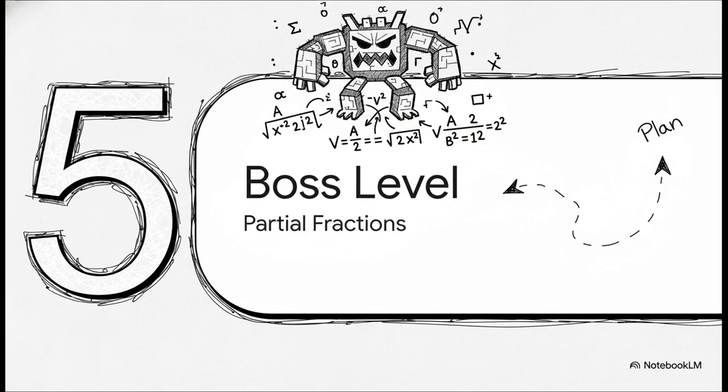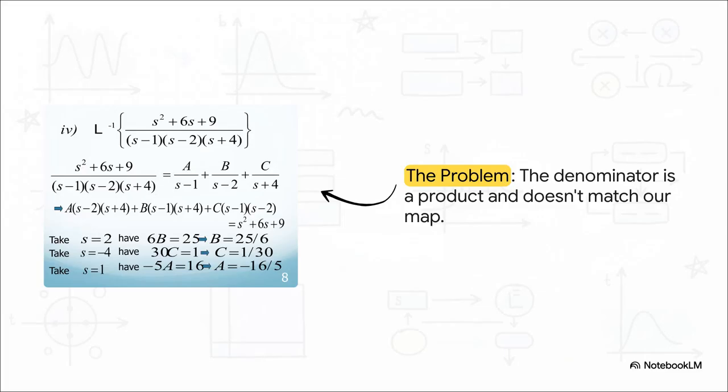All right, it is time for the boss level. What happens when the denominator is this complex product of a bunch of different terms? This is where a lot of people get stuck. But don't worry, we have a plan. Take a look at this thing. The denominator has 3 distinct factors, all multiplied together. Yeah, that does not look like any form on our table.